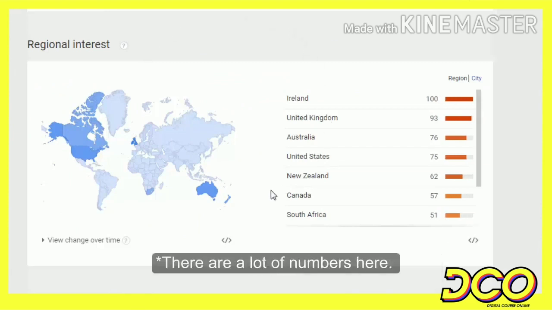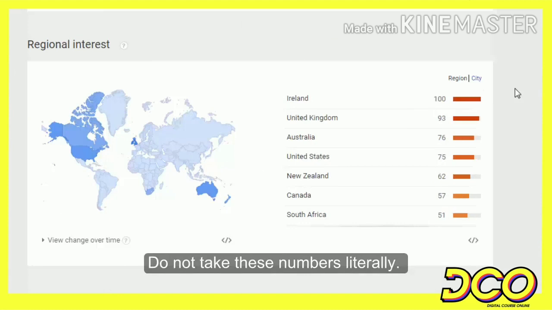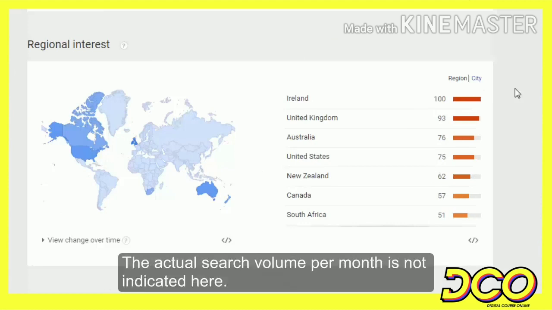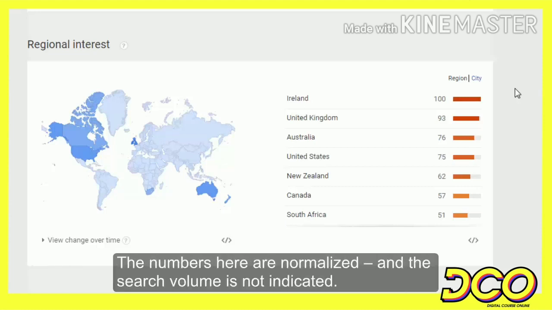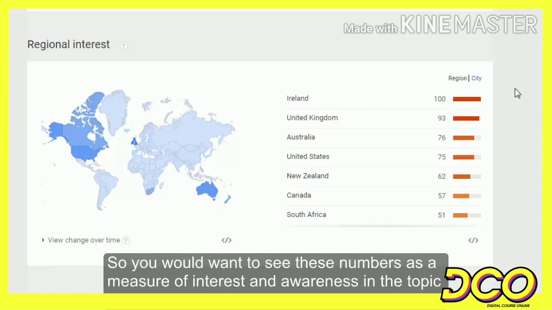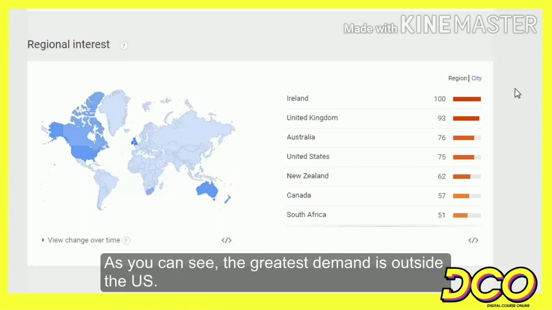There are a lot of numbers here. Do not take these numbers literally. The actual search volume per month is not indicated here. See them more as a measure of interest and awareness. The numbers here are normalized and the search volume is not indicated. So you would want to see these numbers as a measure of interest and awareness in the topic across countries. As you can see, the greatest demand is outside the US.